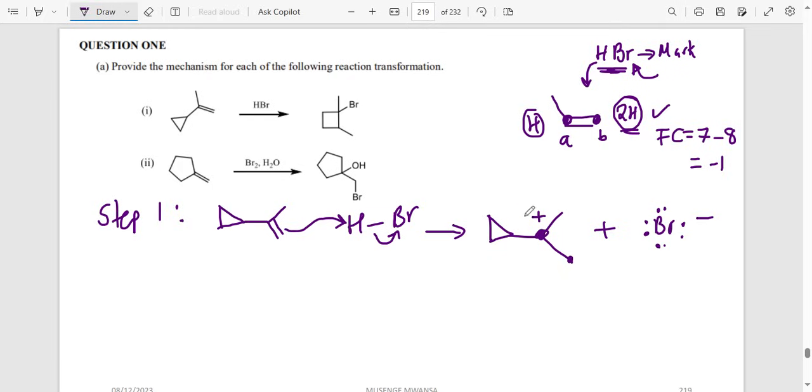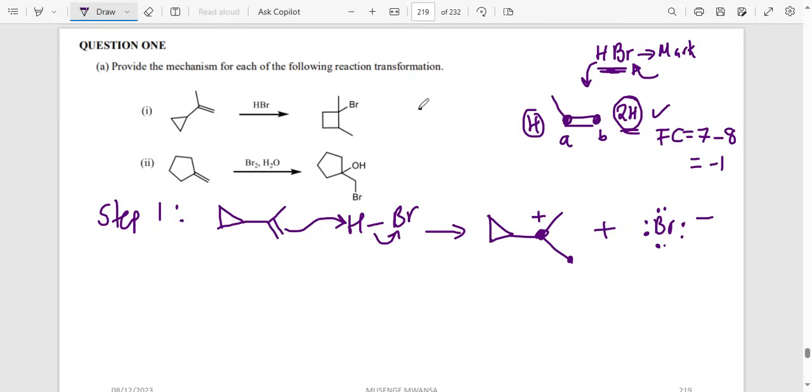So what I mean is, this carbon here is bonded to three carbons, one on this side, two on this side. So it is a tertiary carbocation because it's bonded to three different things. Now, even if it is a tertiary carbocation, in this mechanism, what can happen is that you can actually form a tertiary carbocation within a ring.